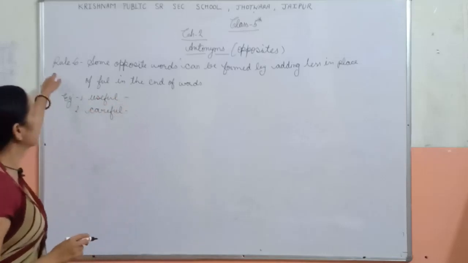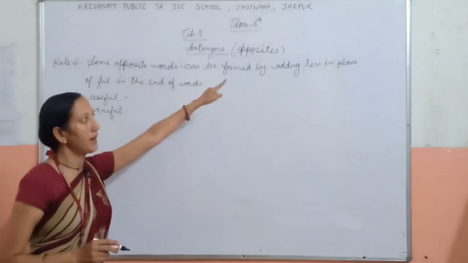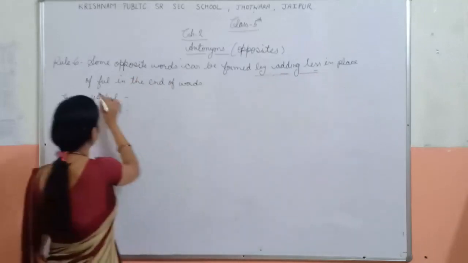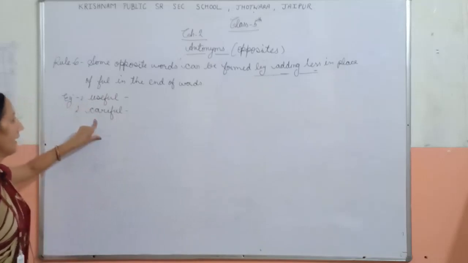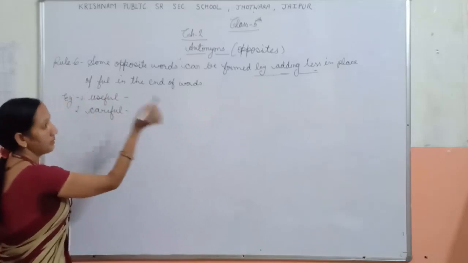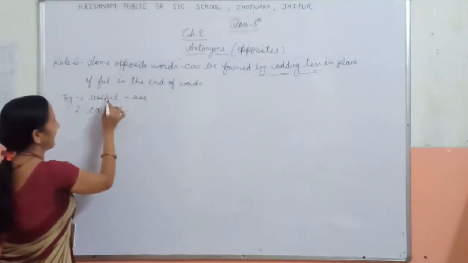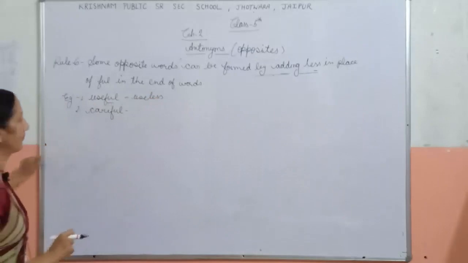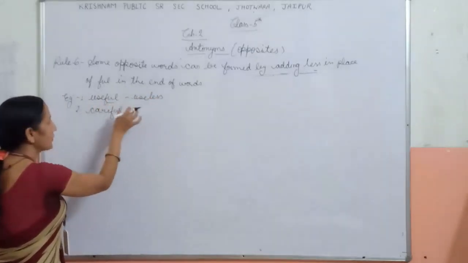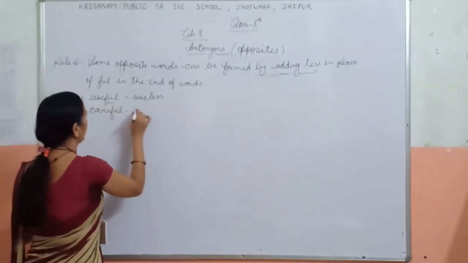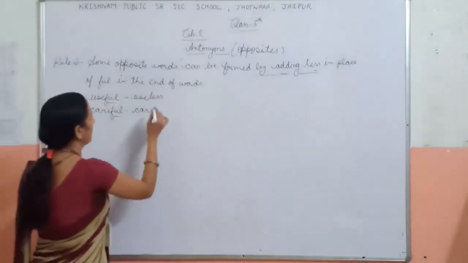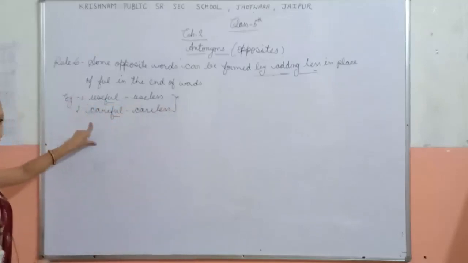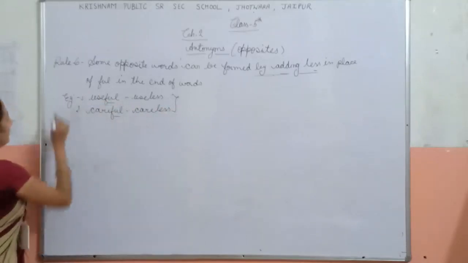I repeat again my rule number 6. Some opposite words can be formed by adding less in place of full. So our words are useful and careful. Our word is useful, the opposite of useful is useless, and careful, I remove full and add less. So these are our opposites. Useful, useless. Careful, careless. These are opposites.